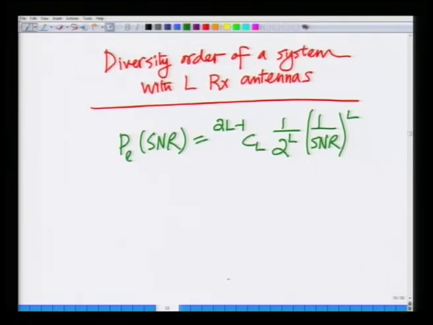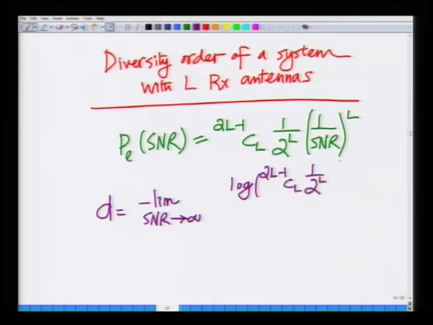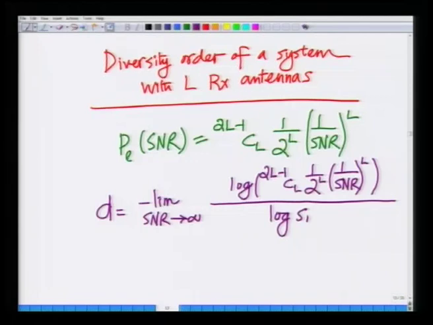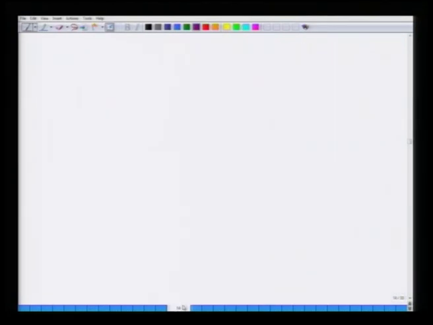Thus I can compute the diversity order now as D equals minus limit SNR tending to infinity log of 2L minus 1 C L, 1 over 2 power L, 1 over SNR to the power of L, divided by log of SNR. So, diversity order is minus limit SNR tending to infinity log of 2L minus 1 C L into 1 over 2 power L into 1 over SNR power L, divided by log of SNR. This can be simplified as follows.